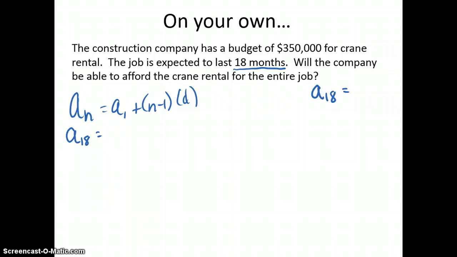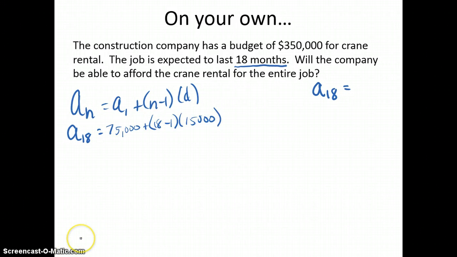One thing I failed to mention is that this problem is closely related and uses the same numbers from the previous problem, so make sure that you are using those values when you complete this one. Essentially what this question is asking is to find the amount it's going to cost to rent in 18 months, and then compare that to 350,000 and see will they have enough money.